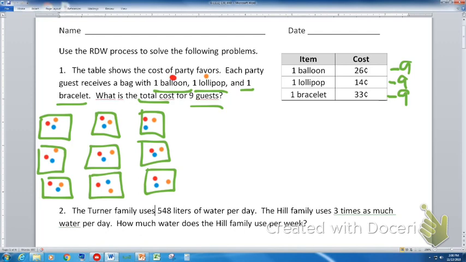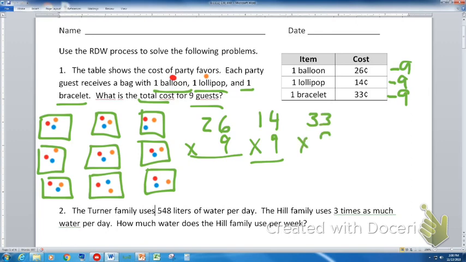I asked students how they could find out the total cost of 9 balloons, the total cost of 9 lollipops, and the total cost of 9 bracelets. So students then said that they could add up 26 9 times, or 14 9 times, or 33 9 times, which is repeated addition. Students were reminded that repeated addition is just multiplication, so we went through and multiplied 26 times 9, 14 times 9, and 33 times 9.